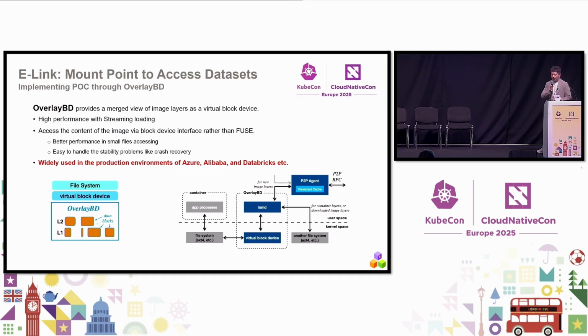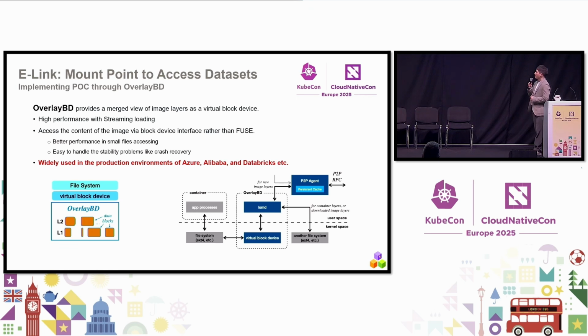For the proof of concept, we choose OverlayBD. OverlayBD provides a merged view of image layers as a virtual block device. It supports on-demand transfer of data at disk sector level, and it also provides a mount point via a block device interface rather than FUSE, which has better performance in small file access and is more mature in handling stability problems like crash recovery.